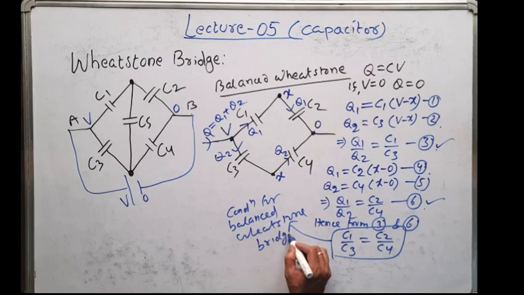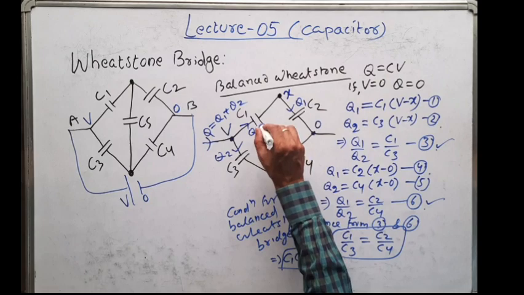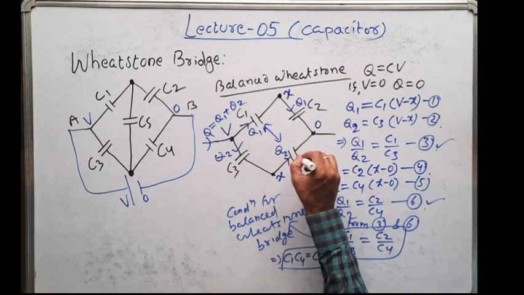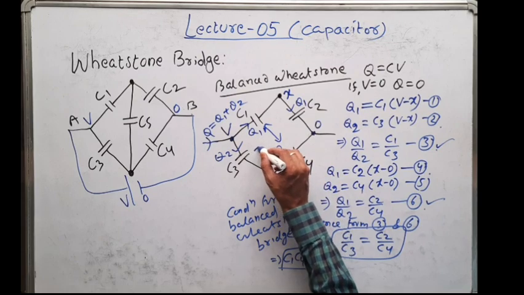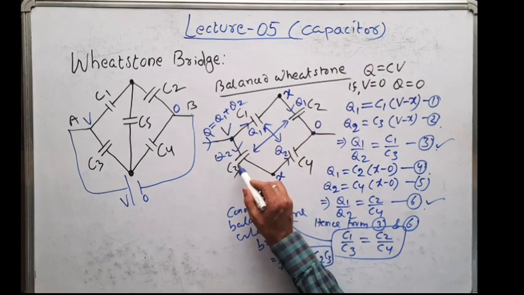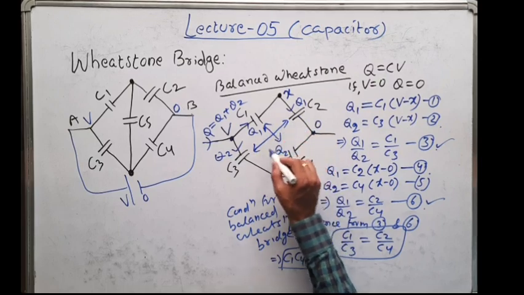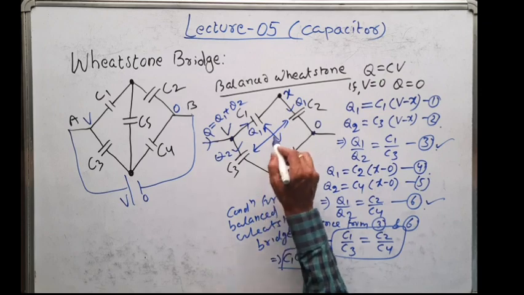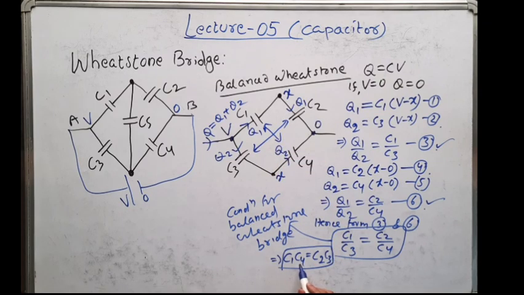Balanced Wheatstone bridge. Or we can say if we cross multiply, that implies C1 into C4 is equal to C3 into C2. So that means the product of this opposite side capacitance, that is C1 into C4, must be equal to the product of this opposite side capacitor, that is C3 into C2. This is only possible under what condition? Balanced Wheatstone bridge. If it is unbalanced, we cannot apply this equation.